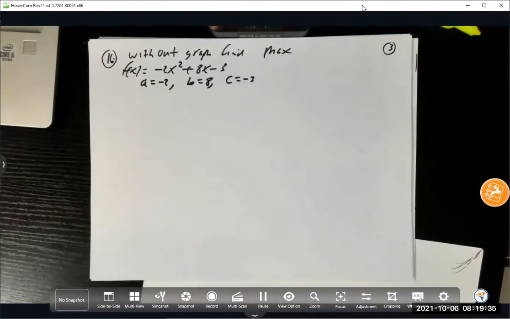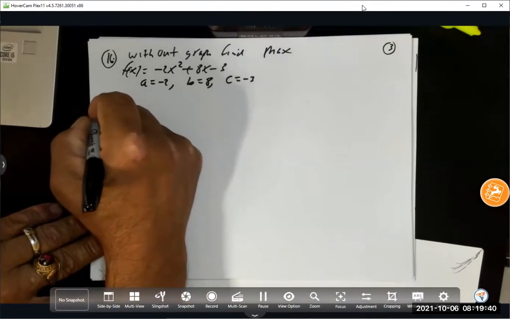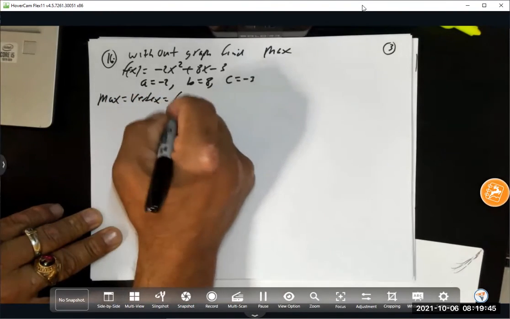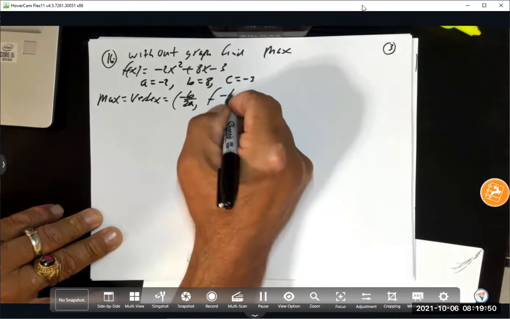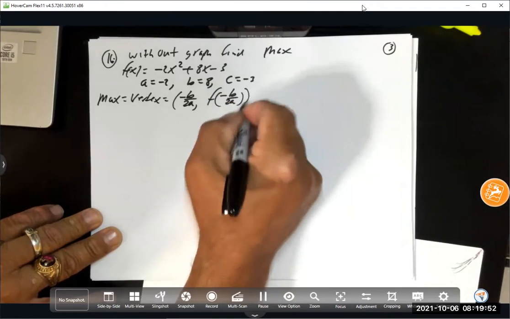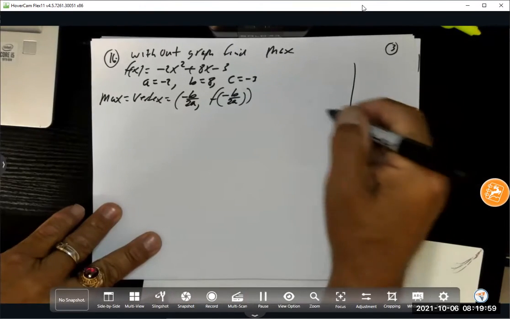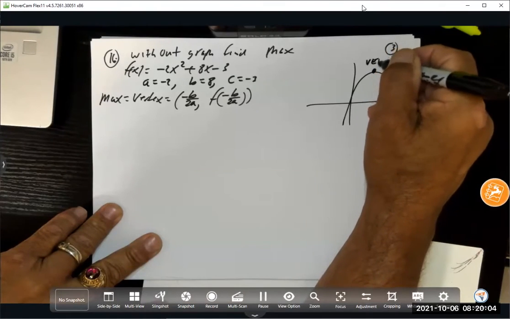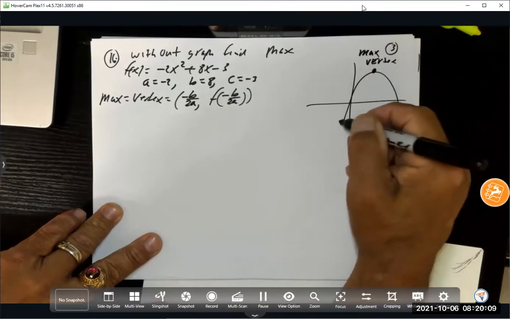There are my ABCs again. Without graphing, you can use the max, which is also the vertex, which is negative b over 2a, f of negative b over 2a. This is the formula you use to find the max. All it gives you is the high point, the dot. If you were to draw it, it would just tell you this is the dot you found, the vertex, or the max of this graph.